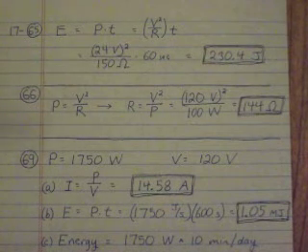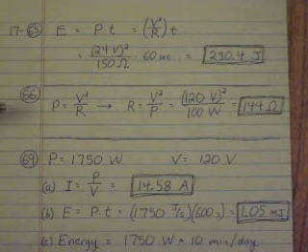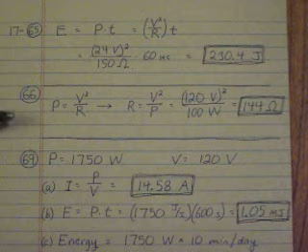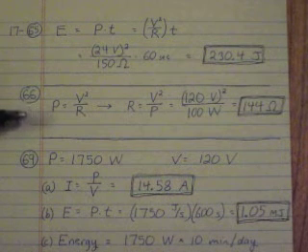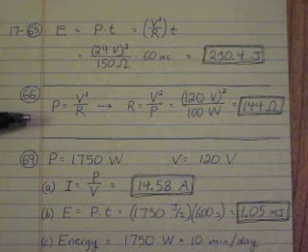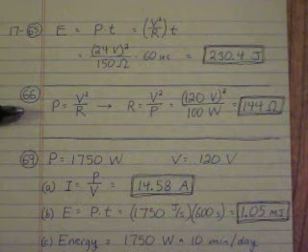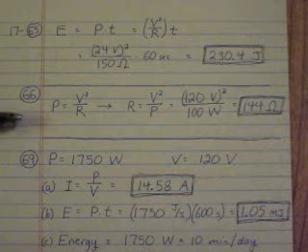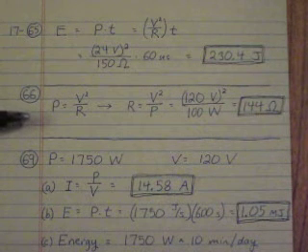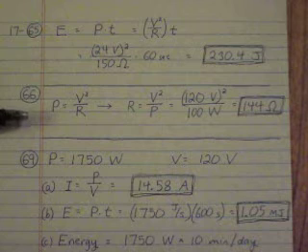Number 66 asks to find the resistance. Let's use the same expression we used in 65. If power is volts squared divided by resistance, then resistance is volts squared divided by power. And plug in those numbers, 120 volts squared divided by 100 watts, and that gives 144 ohms.